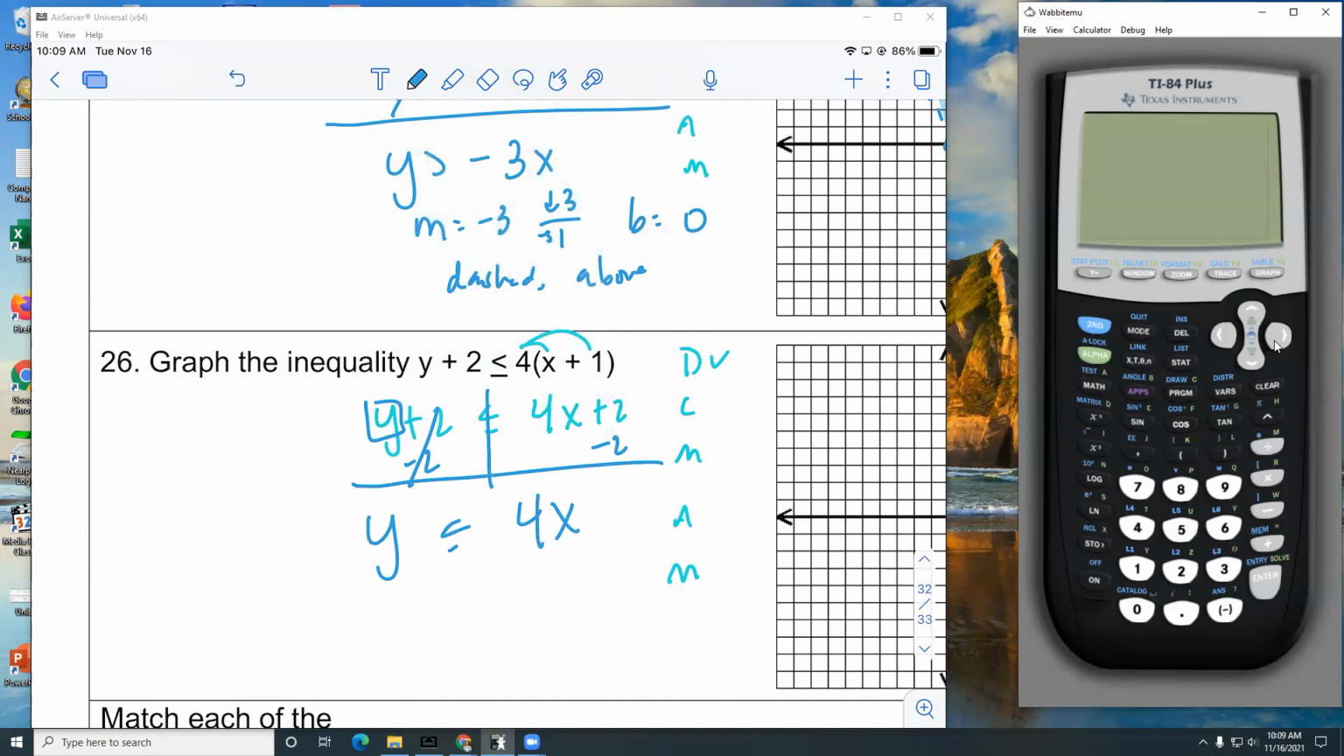Oh, sorry, that's supposed to be a 4 right there. Sorry, y'all. 4x plus 4. So 4x, and then 4 minus 2 gives me a plus 2. So my slope is 4. I'm going to go up 4, right 1 each time. And then my y-intercept is going to be at 2. Less than or equal to, so this will be a solid line that is shaded below.